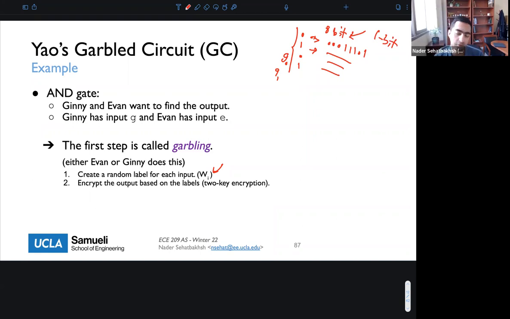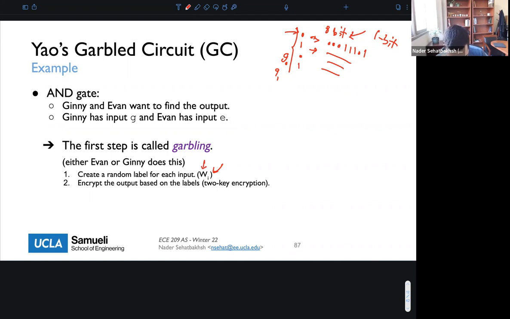We're going to talk about this. There is some rationale behind how long each label should be, but for now, just imagine that it's typically much larger, on the order of 8 bits or 16 bits or 32 bits long. So we are substituting the zeros and ones with some labels, and we call them W. All right, so that's the first step.